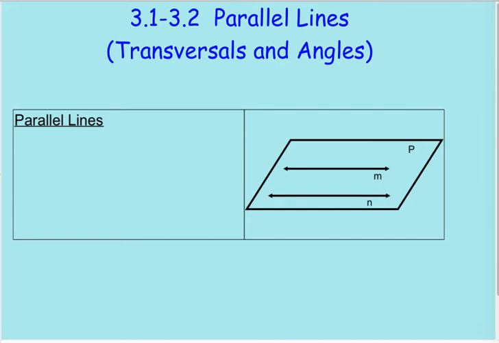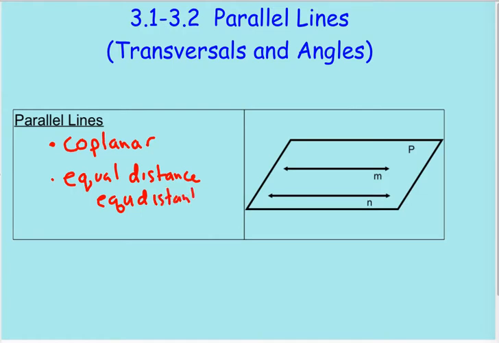Parallel lines fit into three categories. One is that they are coplanar, so they have to be on the same plane. Two is that they are going to be an equal distance apart, what we call equidistant. And three, never touch. So coplanar, equidistant, never touch.